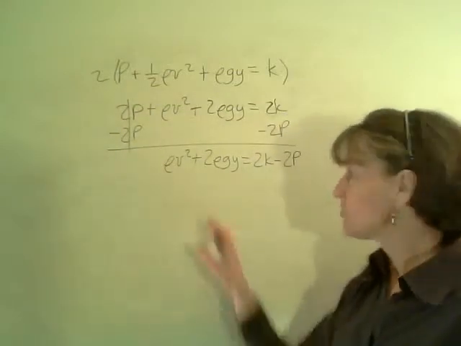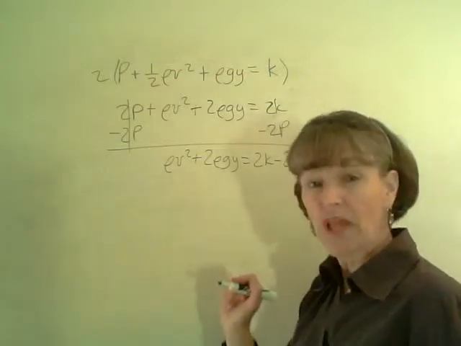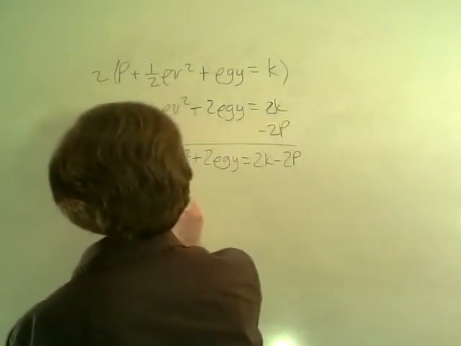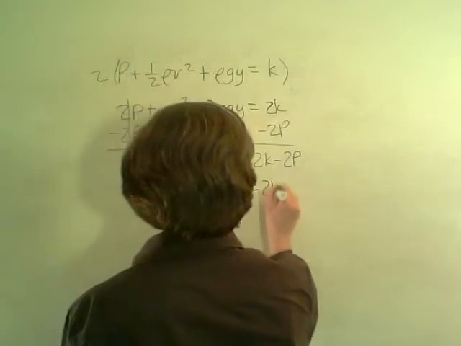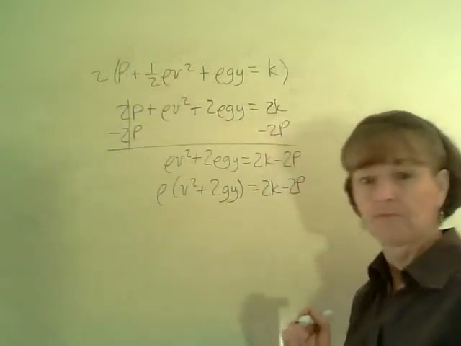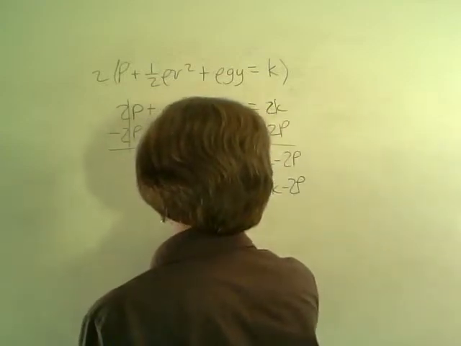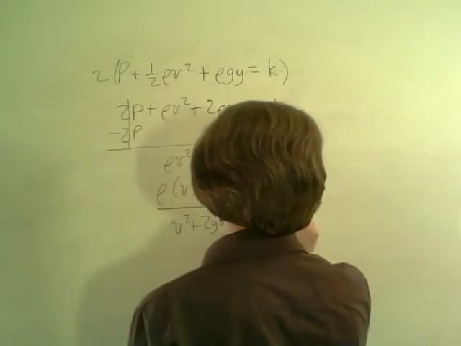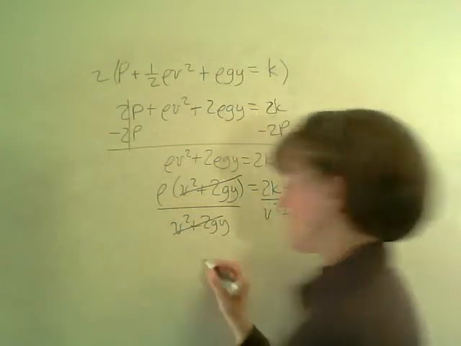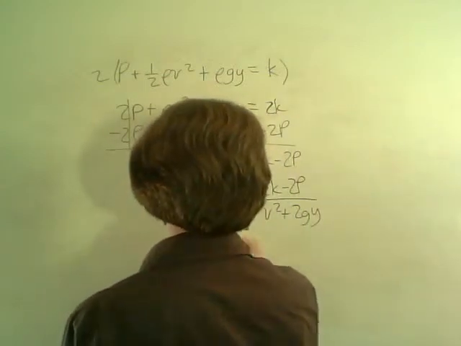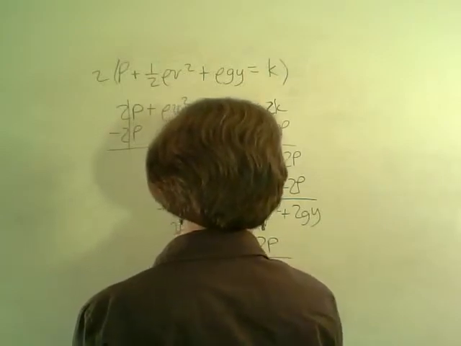All right, now once I get my terms with my variable together on one side, then I can factor my variable out of those terms. So I'm going to factor the rho out, and I have rho times v squared plus 2gy equals 2k minus 2p. All right, so all I have to do now is divide by the v squared plus 2gy on both sides. It goes away over here, and so I have rho equals 2k minus 2p over v squared plus 2gy.